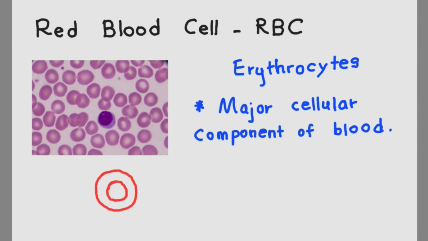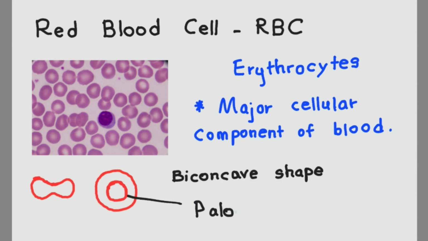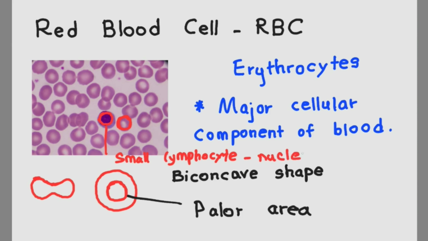They are pink or light purple in color, and their shape is biconcave. So you can see the paler region at the middle of the cell surrounded by a dark colored area. We normally compare the size of a normal red blood cell with the nucleus of a small lymphocyte. The size of the nucleus of a small lymphocyte is equal to the size of a normal red blood cell. Then, what are red blood cell inclusions?